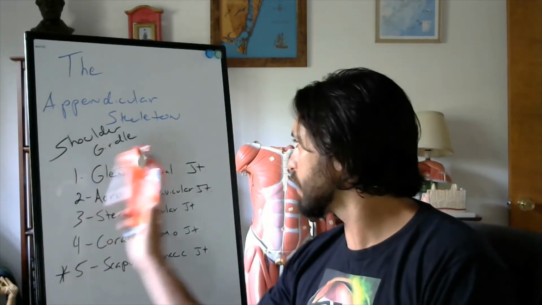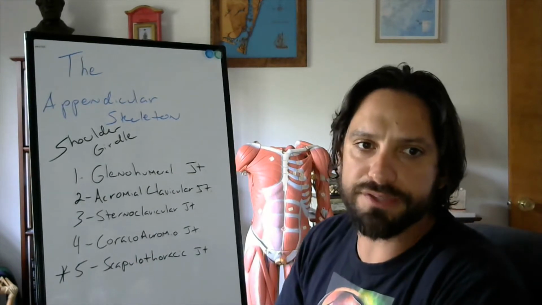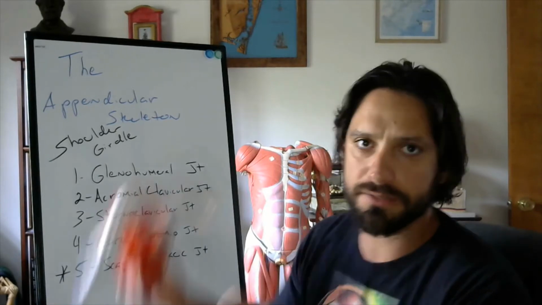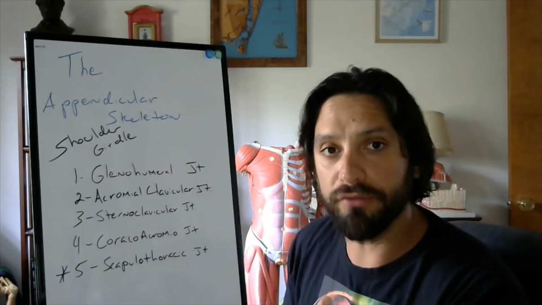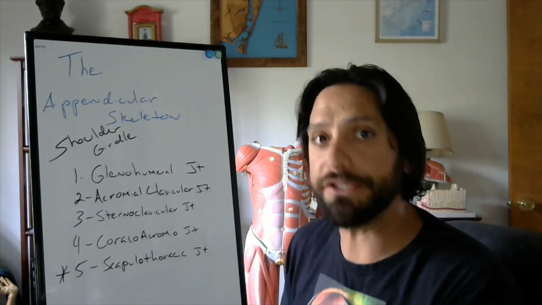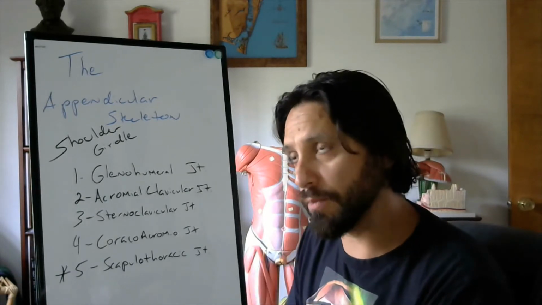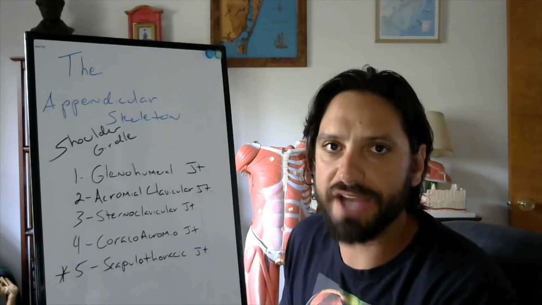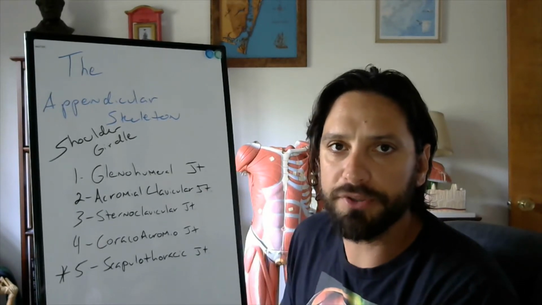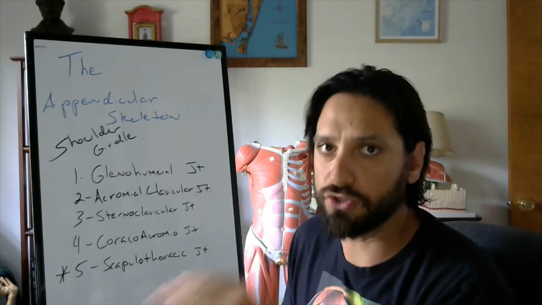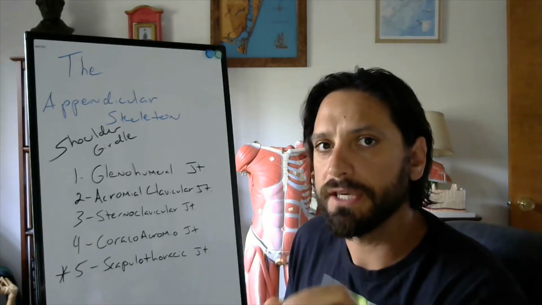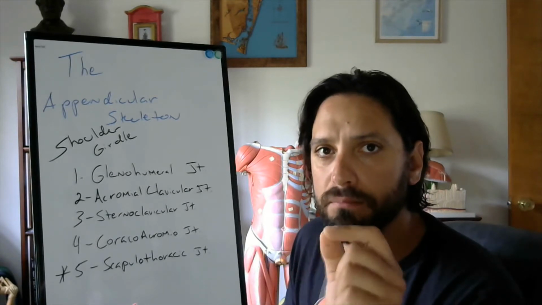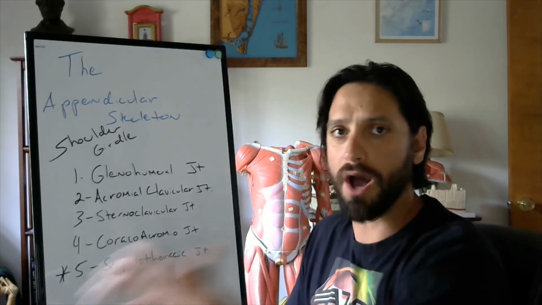So starting with number one. I started with this because this is considered the true joint. So in any joint complex, the shoulder girdle or the pelvic girdle in your hip or the knee joint, the elbow joint, okay? There's several joints actually that are there, but there's always a true joint. And what I mean by true joint is that this is the actual joint that is the main mover of that whole complex.